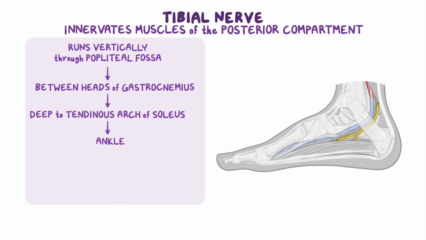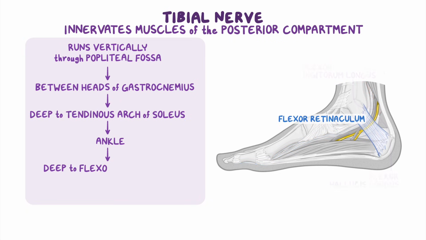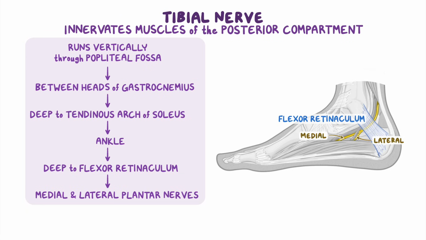At the ankle, the nerve lies between the tendons of the flexor hallucis longus and flexor digitorum longus, and after traveling deep to the flexor retinaculum, the tibial nerve divides into the medial and lateral plantar nerves.